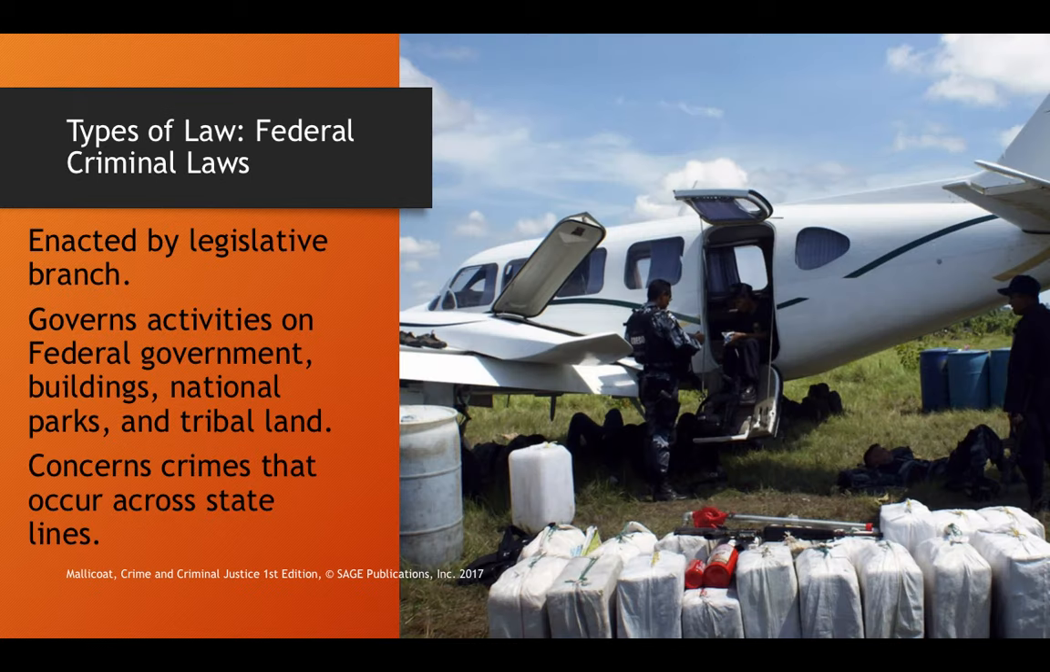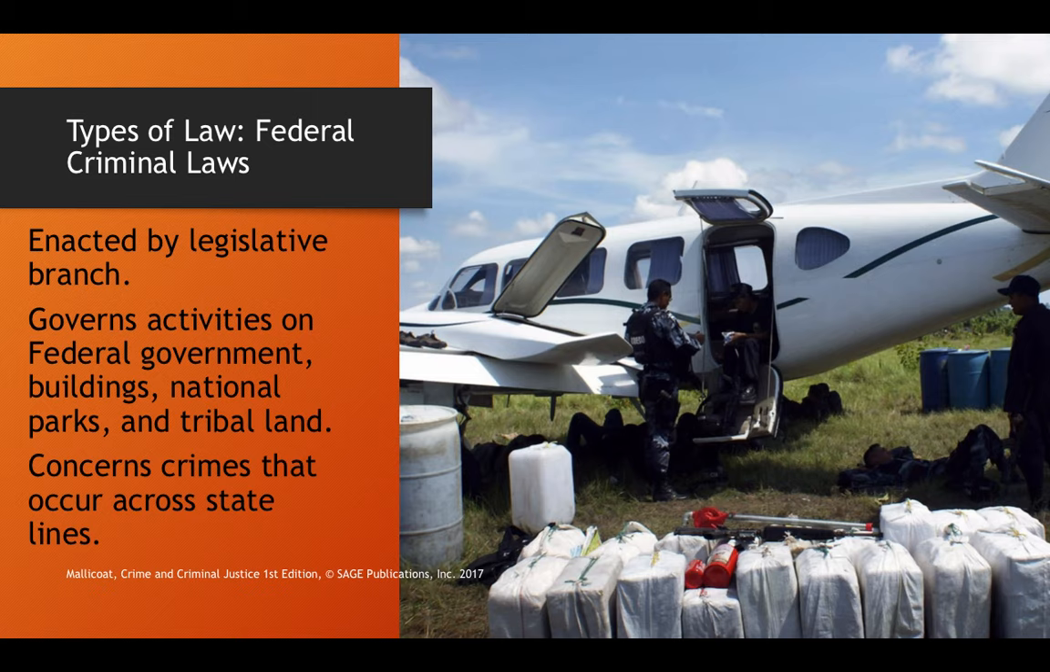So there's federal and state and municipal laws, and I'm going to start with federal, right? The federal laws are those crimes essentially against the United States of America, against the country as a whole, right? And the individuals that make these laws are the United States Congress, our legislative branch. They're the ones that make the laws, and this also governs activities on federal government buildings, national parks and tribal lands. So if you do anything in those areas, you may be tried for violating a federal crime.